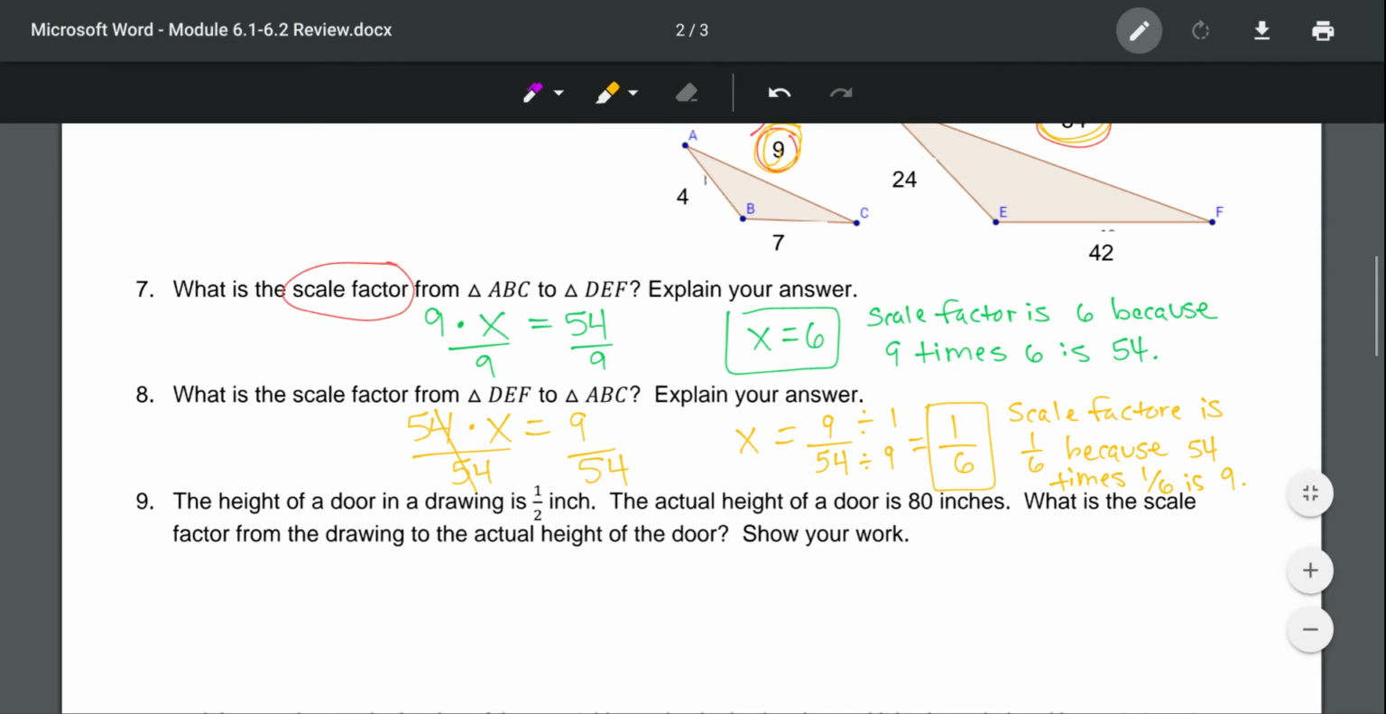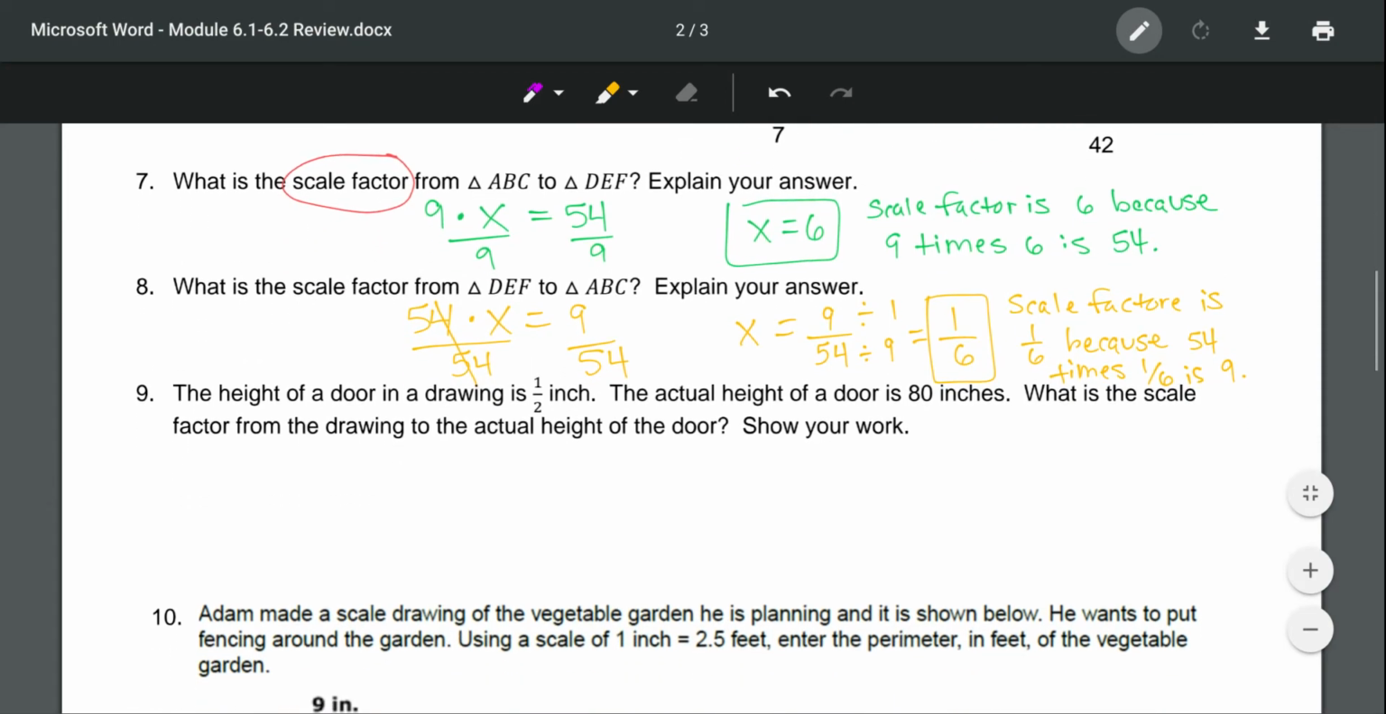Okay, number 9 says the height of a door in a drawing is a 1/2 inch. The actual height of the door is 80 inches. What is the scale factor from the drawing to the actual height of the door? Okay, so we're looking for the scale factor, so I'm going to let x equal the scale factor. So the scale factor is, what do I multiply the drawing length, which is 1/2, to get the actual height of the door, which is 80.